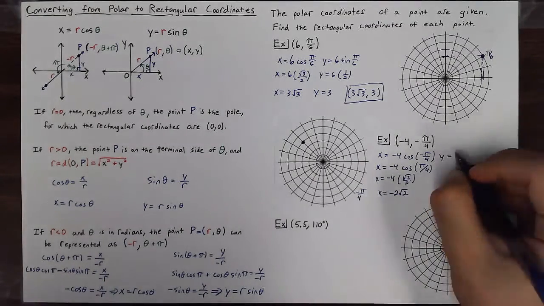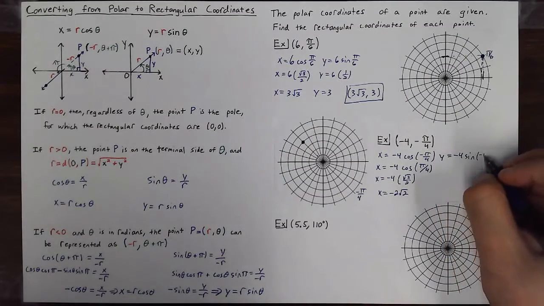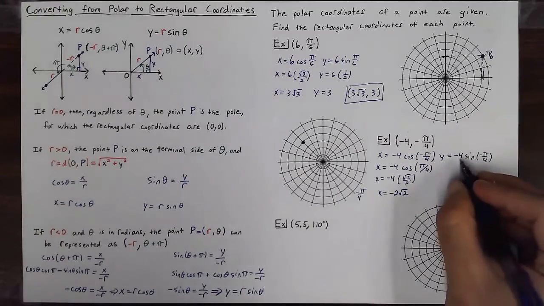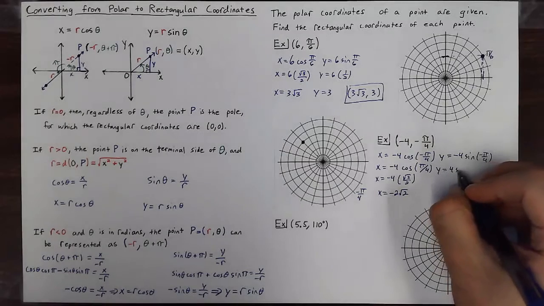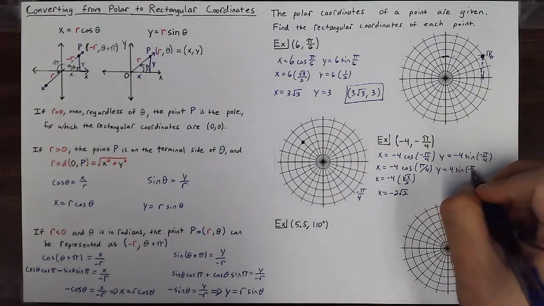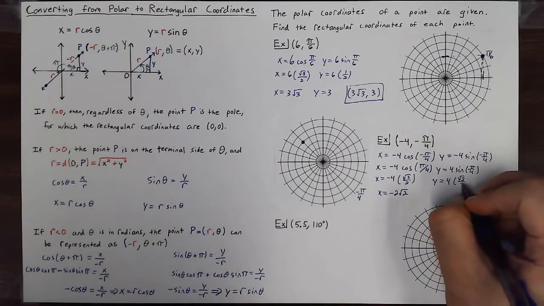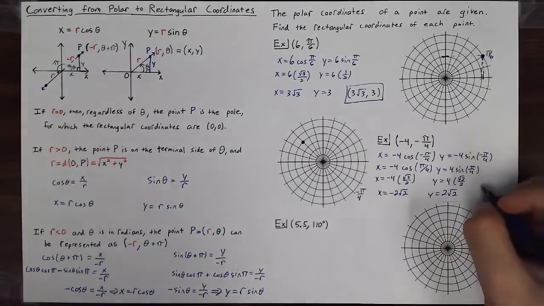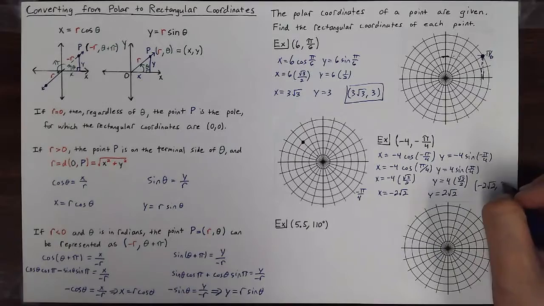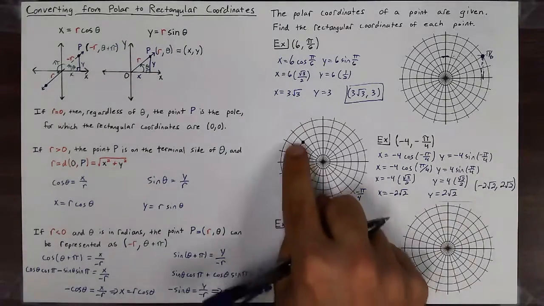Y, on the other hand, would be negative 4 times sine of negative pi over 4, which I can factor out that negative because sine is an odd function, giving me positive 4 sine of pi over 4. So y is equal to 4 times square root of 2 over 2, giving y the value 2 square roots of 2. So the rectangular coordinates would be negative 2 square roots of 2, comma 2 square roots of 2, which makes sense that x is negative.